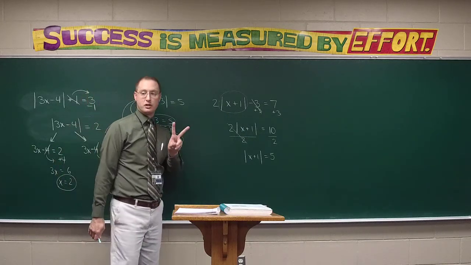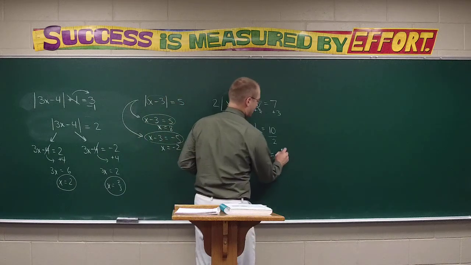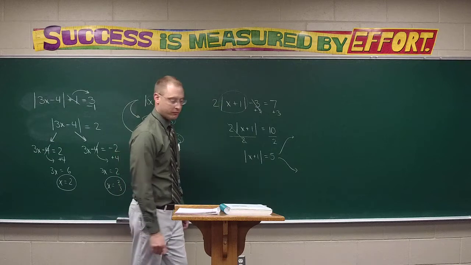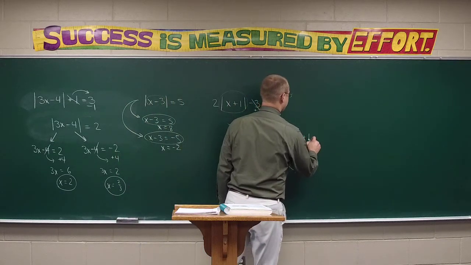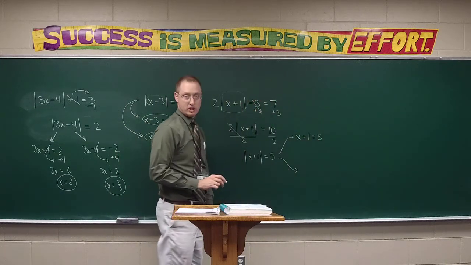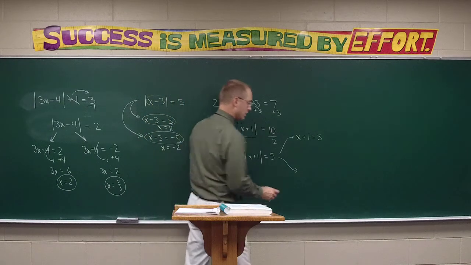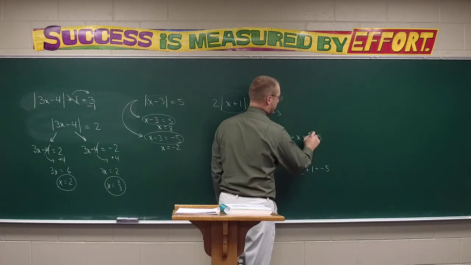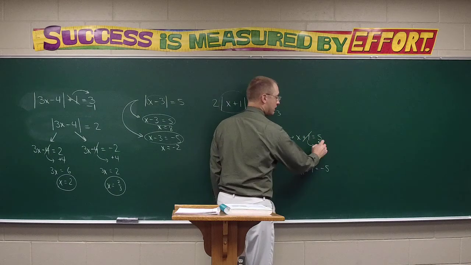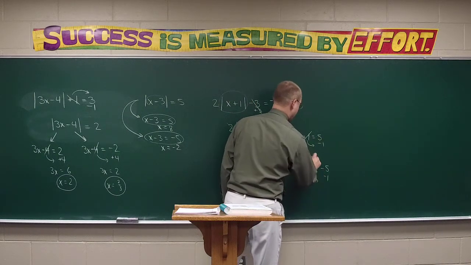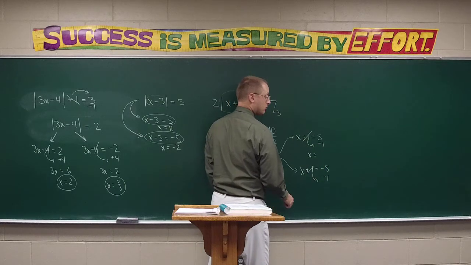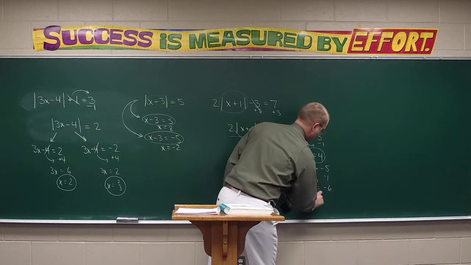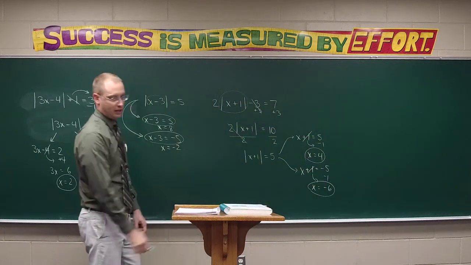Step number 2, class, is to form 2 equations. What should my first equation be? Brandon? X plus 1 equals 5. And then for my second equation, Audrey? X plus 1 equals negative 5. In both cases, class, we'll move the 1 over as a negative 1 to get x is equal to 4 and x is equal to negative 6. And there are my 2 answers.